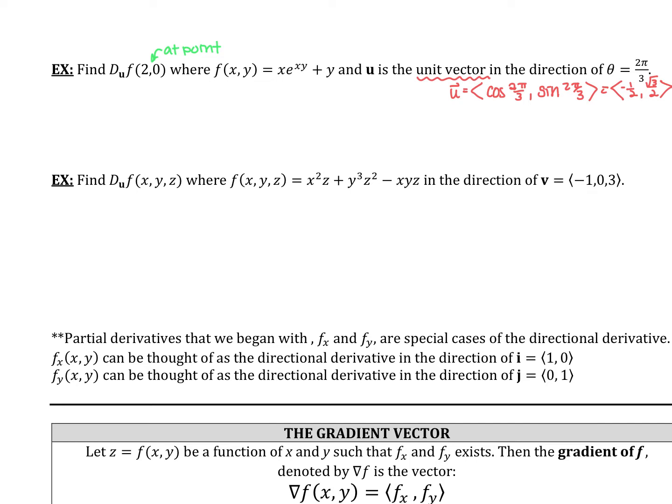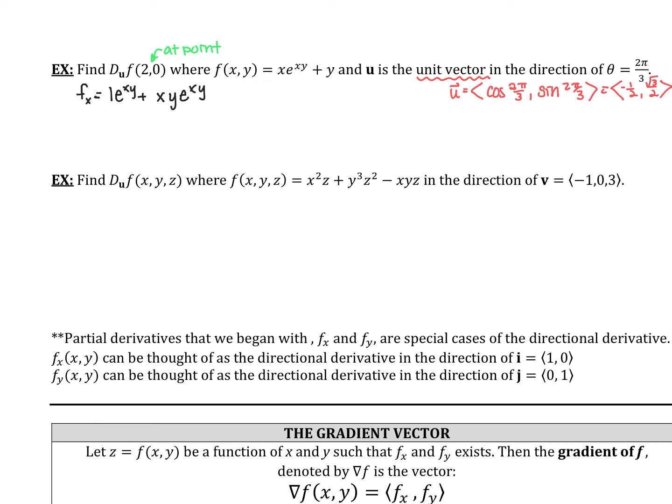Now I need to find both of my partial derivatives, both with respect to x and with respect to y. So the partial with respect to x would be, well, it looks like I've got a product rule there. So I've got the derivative of the first times the second plus the first times the derivative of the second, and the derivative of the second is going to have a chain with that y.